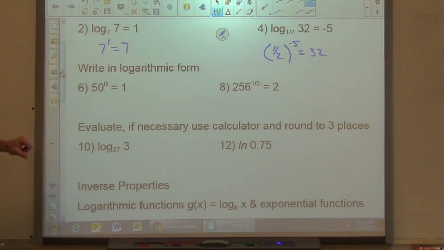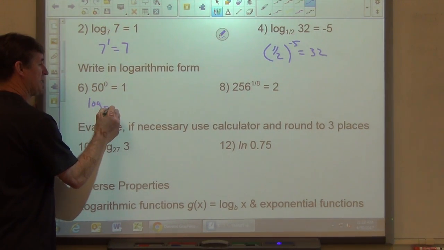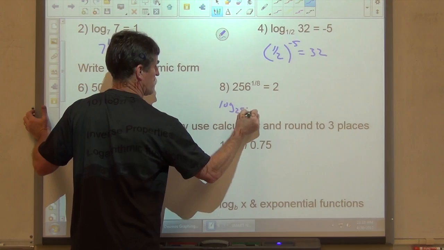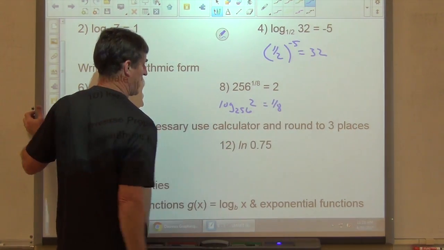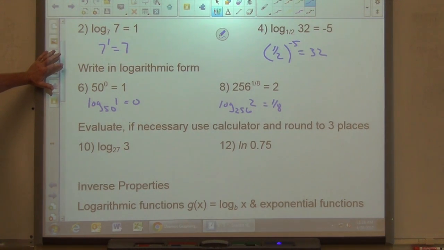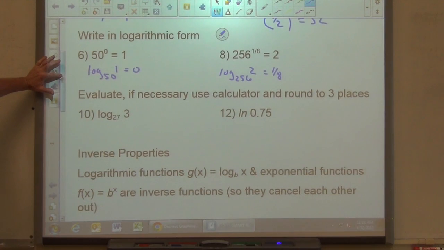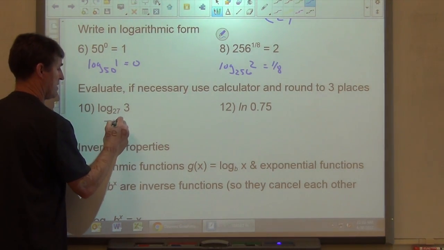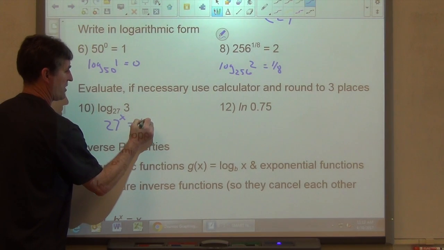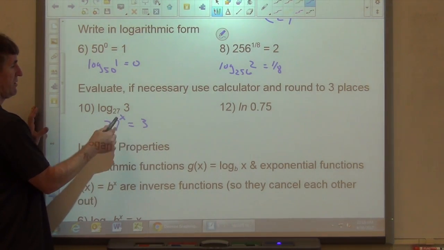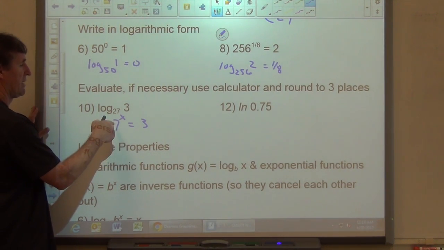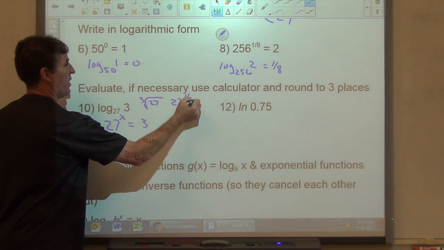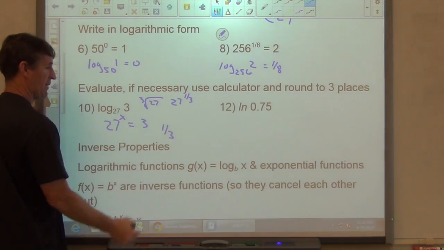Now we want to write these in logarithmic form. So this would be log base 50 of 1 equals 0. And this would be log base 256 of 2 equals 1/8. And then lastly, they ask you to do these on the calculator, if necessary. On some of these, like this, we haven't talked about how to do log base 27 on the calculator, so we're going to do this by just converting it. 27 to the x equals 3. So there's no power. We can't change this to what we need it to be, but what can we do to get to 3? And that would be the cube root of 27, which remember is 27 to the 1/3 power. So you should have gotten on this that would simplify to 1/3.